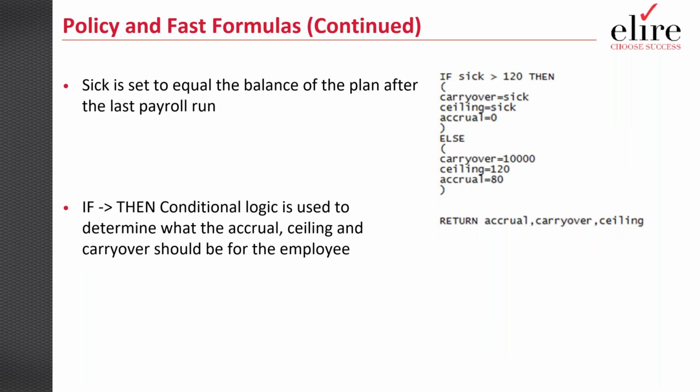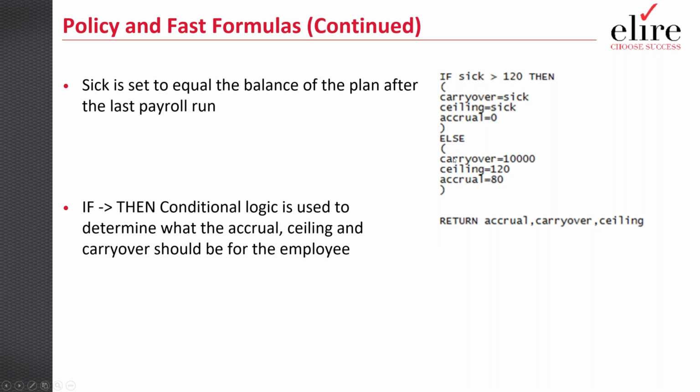So yeah, that was just kind of what I had already reiterated there. But this is our last slide here. So we did just a calculation here on the right-hand side. This variable right here is the sick time from the previous payroll. So it goes back and it looks, what was the balance for sick after the last payroll run? If it's greater than 120, we've just got this if-then conditional logic. If it's greater than 120, their carryover is going to be equal to their sick time, their ceiling is going to be equal to their sick time, and their accrual is going to be 0.